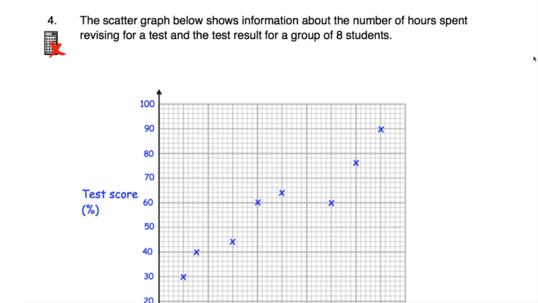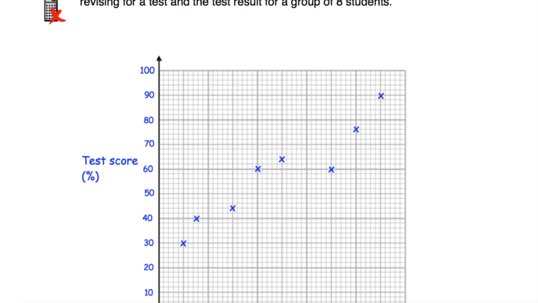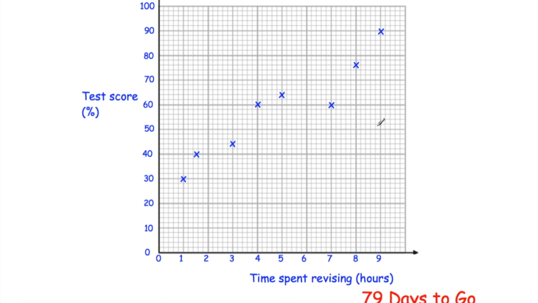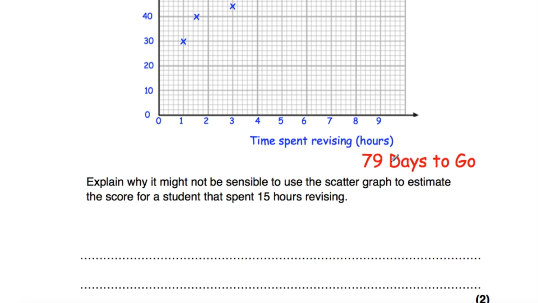So if we have a look at it, this is how much time they spent revising for a test. Now, some students spent up to 9 hours, some spent just 1 hour, and for 15 hours, we don't have any information beyond 9 hours. It could be, if this is just in one evening, 15 hours is too much and that student's exhausted and their test score might be lower and so on. So their result is beyond the range of the data. So we just explained that.